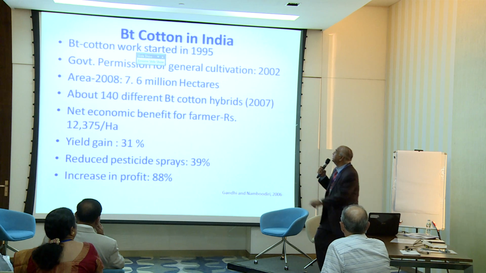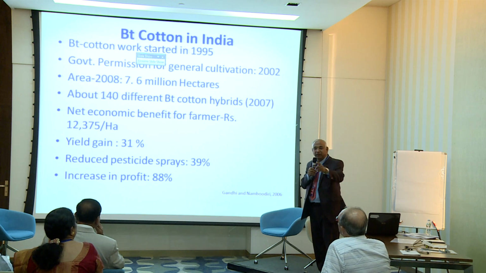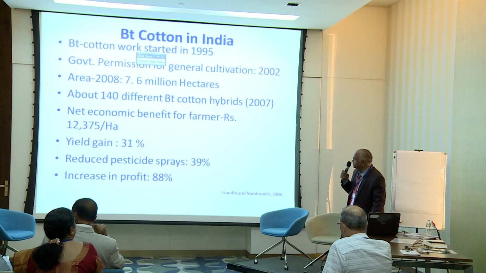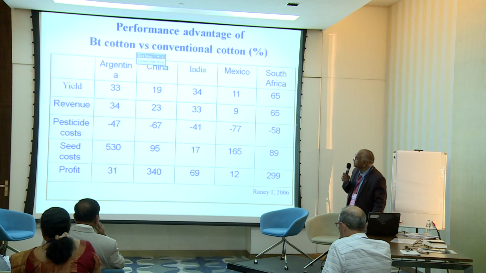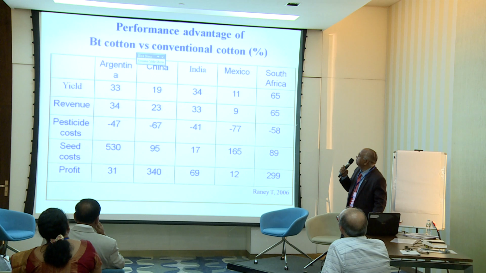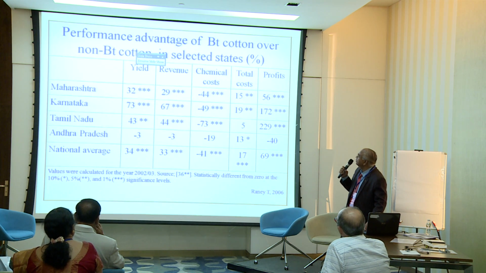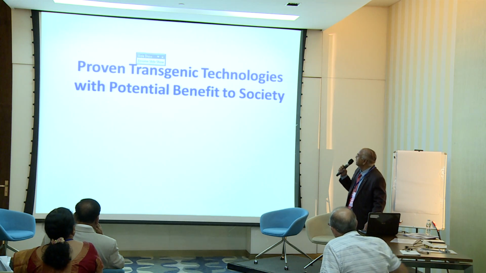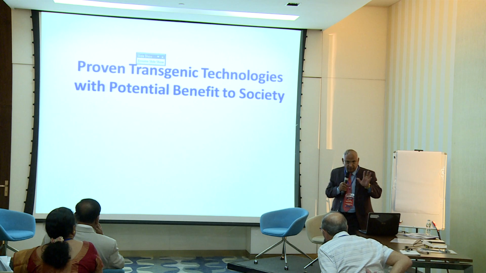So the BT cotton also plays a very important role in agriculture, and here are the two scientists sitting here who have done wonderful work in the Harvard Agriculture University, where they have produced the BT cotton, and a lot of tremendous progress in this. And this is the performance advance of BT cotton versus conventional cotton, and how it plays a very important role in all those things. So this is transgenic technology with potential benefits. I will stop my lecture here.